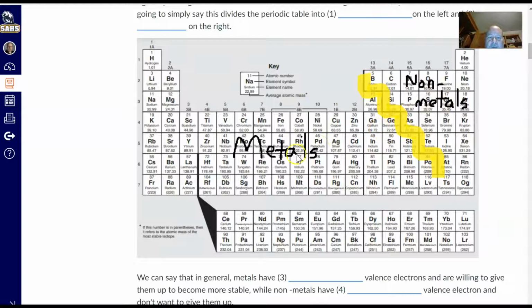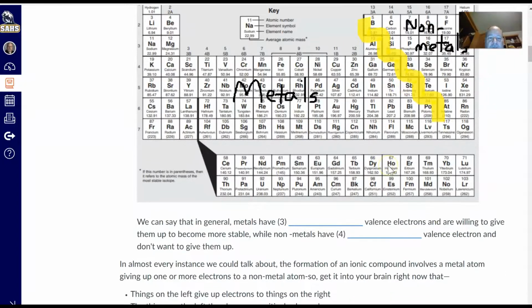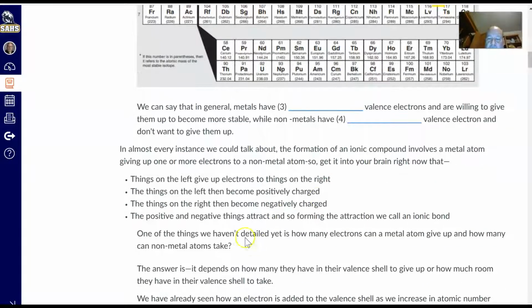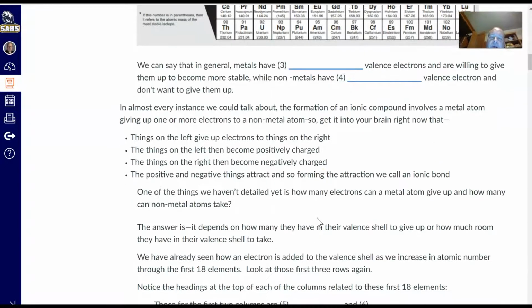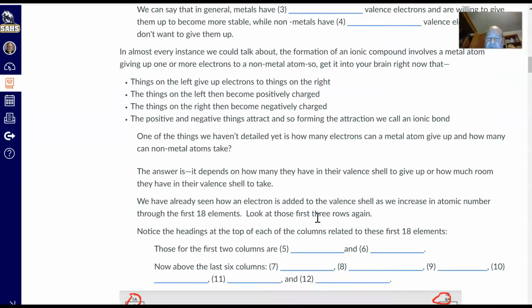If I lose electrons over here, I'm going to have more positive charge. If I gain electrons over here, I'm going to have a negative charge. And then the positive and negative things attract, and this is what forms the attraction we call an ionic bond. So that's the sequence of events.